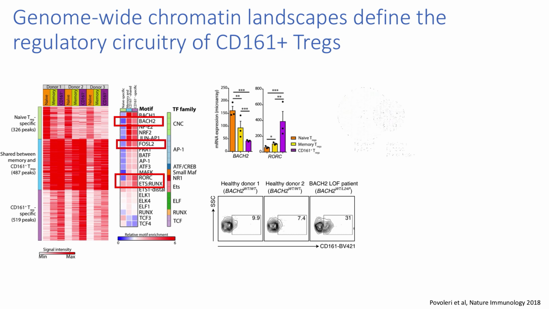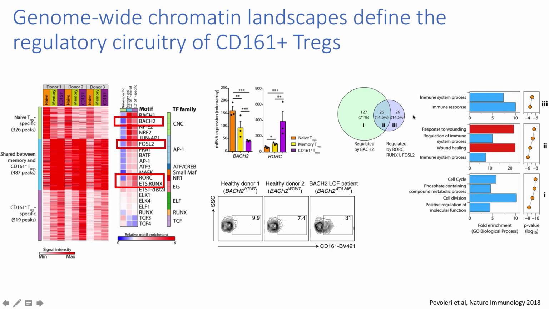When we looked at the overlap of the different genes controlled by this transcription factor that were enriched in CD161 positive Tregs, we found that the majority of these are involved in response to wounding and wound healing. Which makes sense considering that the cytokines that we discussed before have been shown to have a role in wound healing, particularly in the gut. And I'm talking about IL-17 and IL-22 in particular.